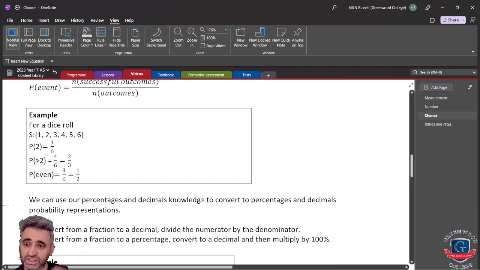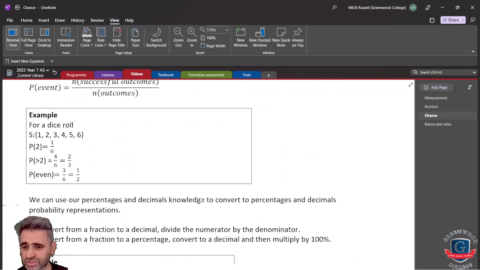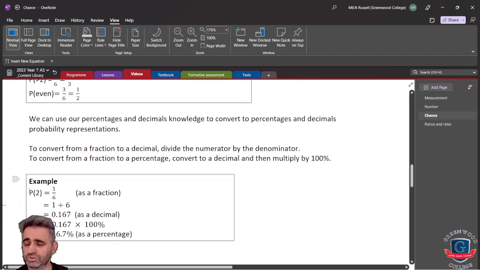Now, we don't only use fractions, though. We might want to use decimals and percentages based on what the questions ask us to do. So if we took the probability of rolling a 2 being a sixth from earlier, to convert it to a decimal, take the numerator and divide by the denominator. So 1 divided by 6 would be 0.167 as a decimal.